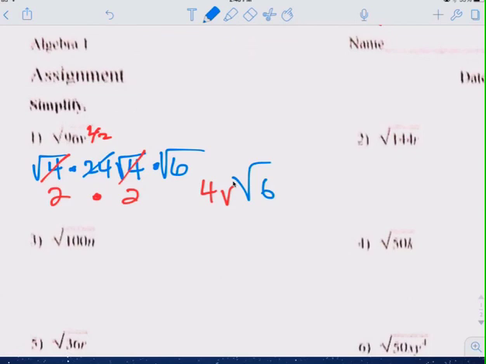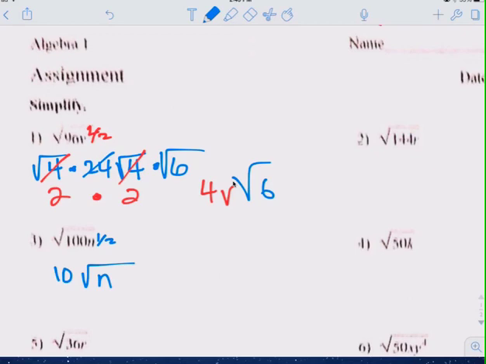So the square root of 100 is 10. Now, this n has a 1, right? The n has a 1. Divide by 2. It doesn't divide evenly, so it remains inside, right? Did you get that for number 3?